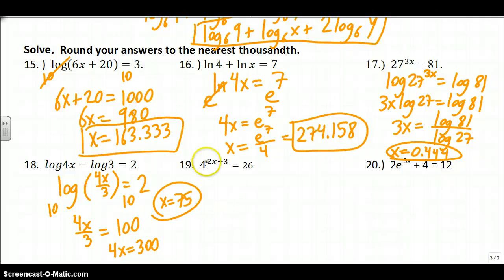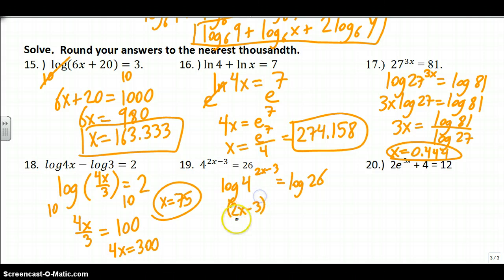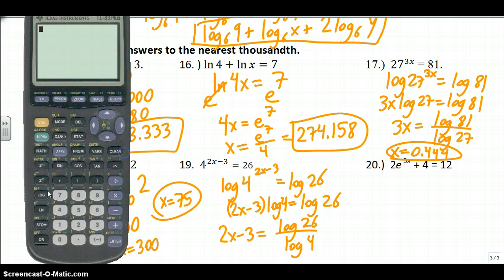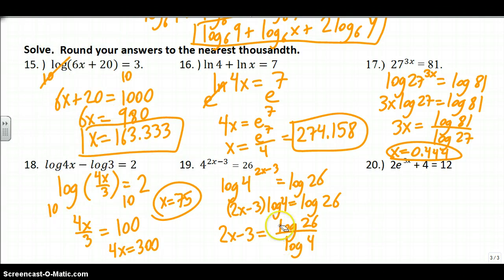Okay. 19. 4 to the 2x minus 3 equals 26. I'm going to log both sides. Log of 4 to the 2x minus 3 equals log of 26. The 2x minus 3 comes out front. You're, of course, going to divide by log 4. So we get 2x minus 3 equals log of 26 divided by log of 4, which is what as a decimal, I wonder. Let's see. Log of 26 divided by log of 4. You get that, 2.350.